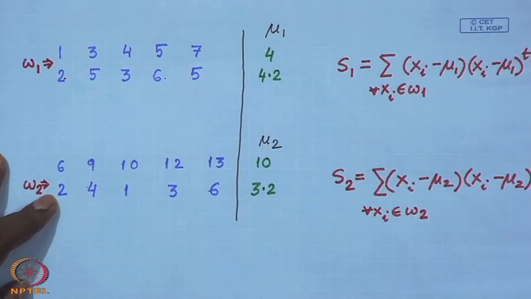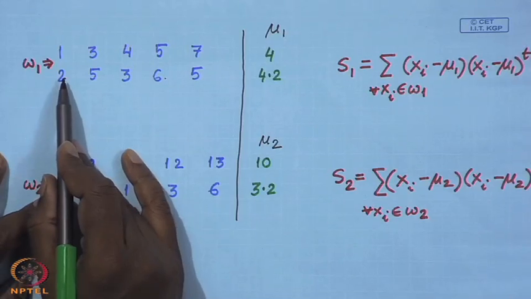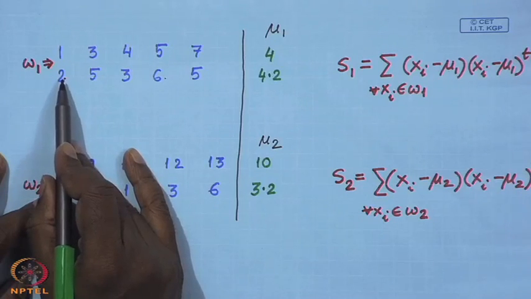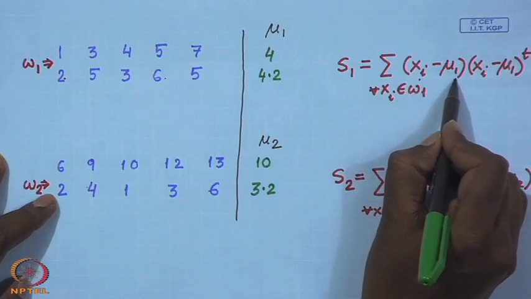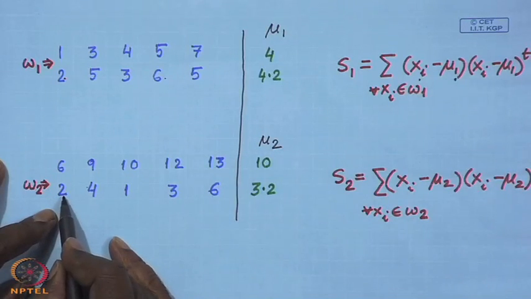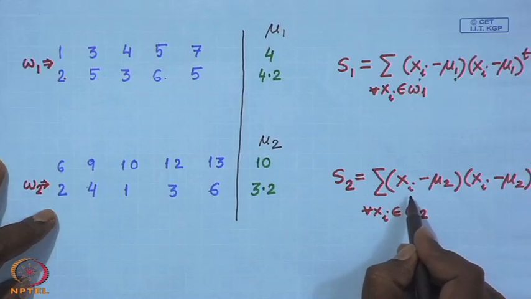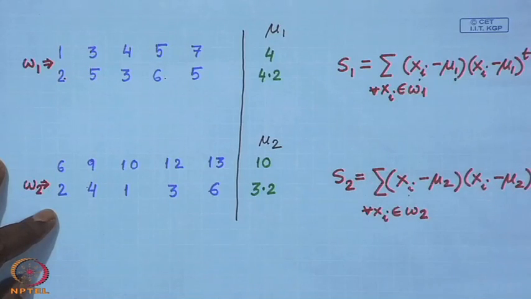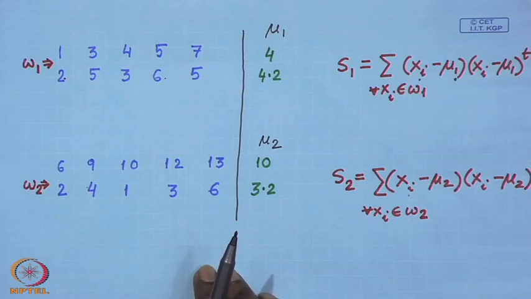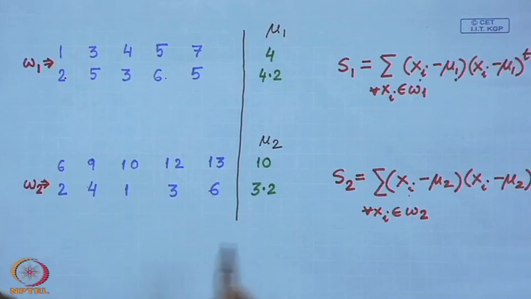And the next one I have to compute is for each of the data points, for each of these feature vectors, I have to compute x minus mu 1. For each of the feature vectors over here, I have to compute x minus mu 2. So, that I can compute x minus mu 1 into x minus mu 1 transpose, in the other case x minus mu 2 into x minus mu 2 transpose.